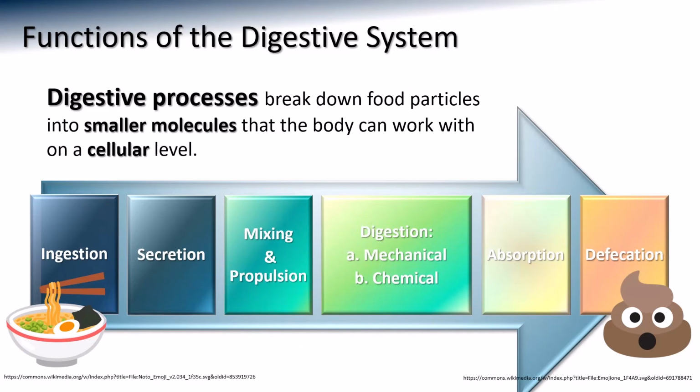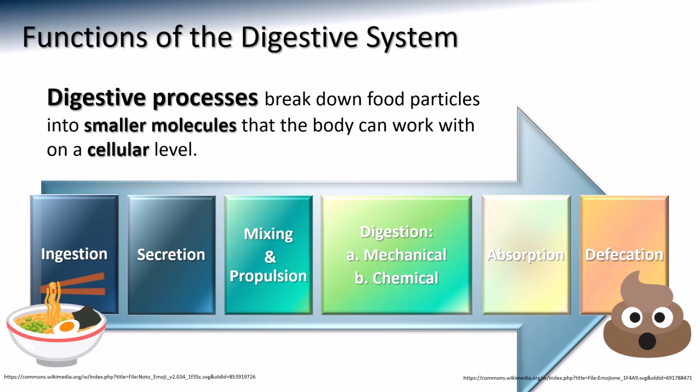The functions of the digestive system, or the digestive processes, are the specific actions that break down food particles into even smaller molecules that the body can work with on a cellular level. These are going to be ingestion, or bringing food into the body; secretion, or cellular production of substances that are going to break down components of ingested food; mixing and propulsion, which will expose the ingested food really thoroughly to digestive secretions and move it through the digestive tract.